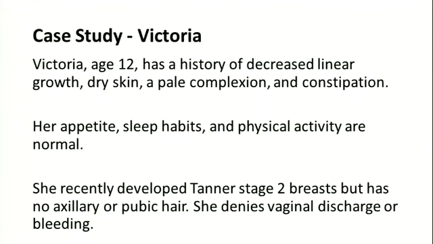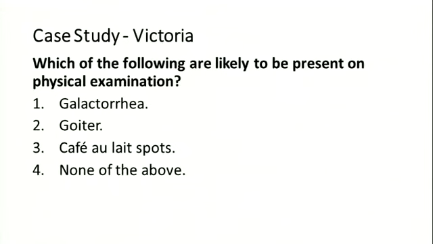Taking into account her history, I would suggest to you that at 12 years of age with tender stage 2 breasts, she's a little delayed in terms of sexual maturation. And she's got decreased linear growth, dry skin, pale complexion, and constipation. So of these choices, what would be your choice? Goiter. Now, how many of you are comfortable feeling the neck for a thyroid enlargement? How many of you actually know where the thyroid is?